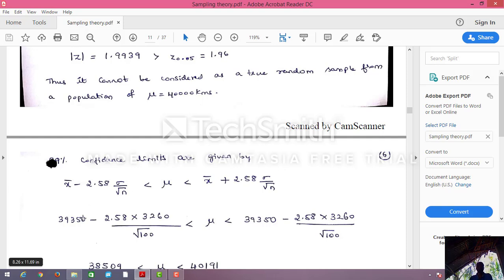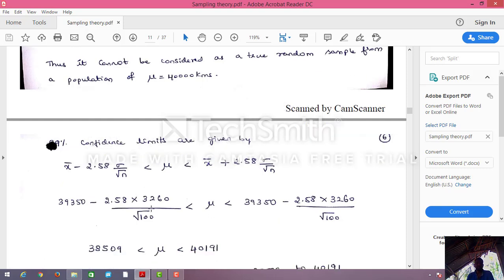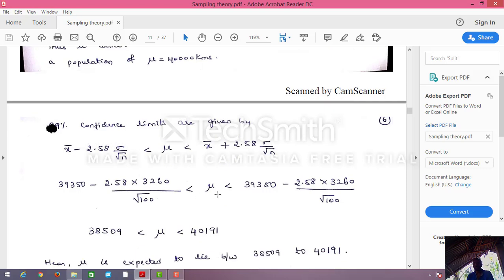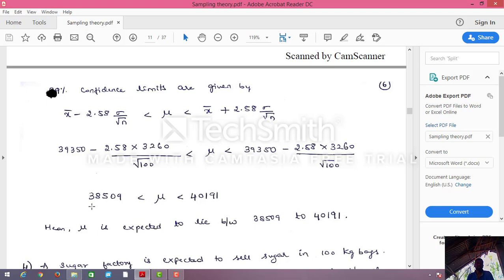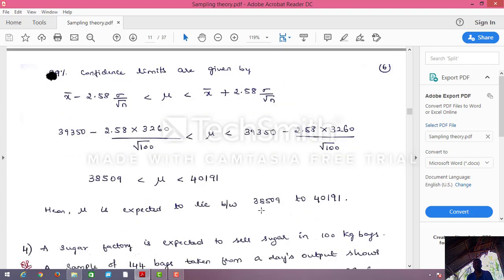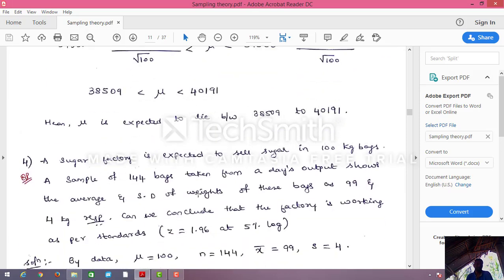So x bar value is 39,350 minus 2.58 into sigma, which is 3,260 divided by root 100, less than mu, less than 39,350 plus 2.58 into 3,260 divided by root 100. Here plus has to come. Now, if we simplify this, we get 38,509 less than mu less than 40,191. So mu is expected to lie between 38,509 and 40,191.